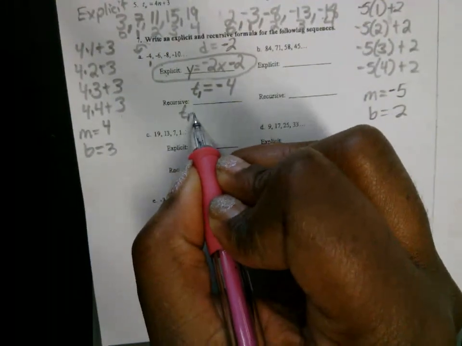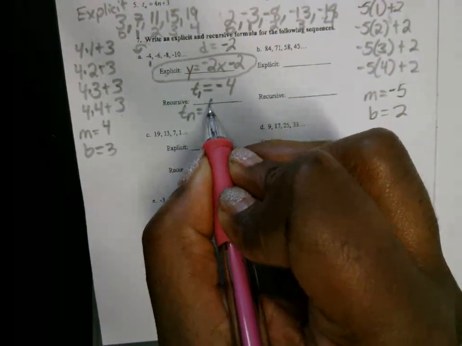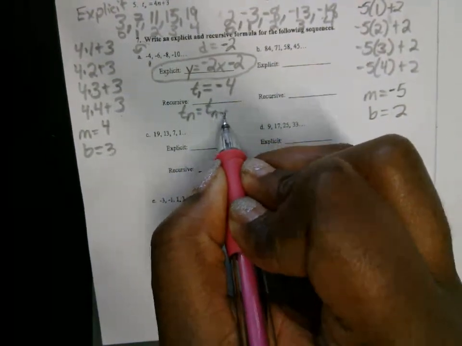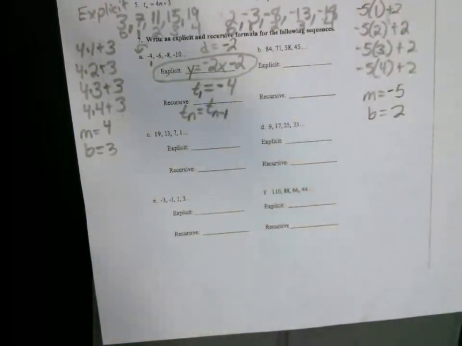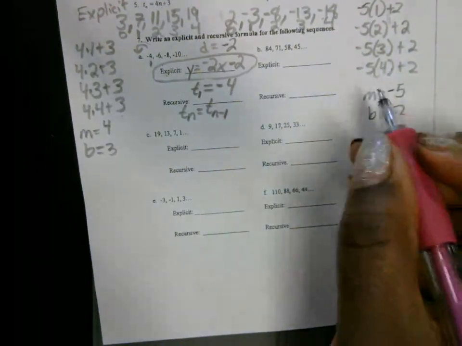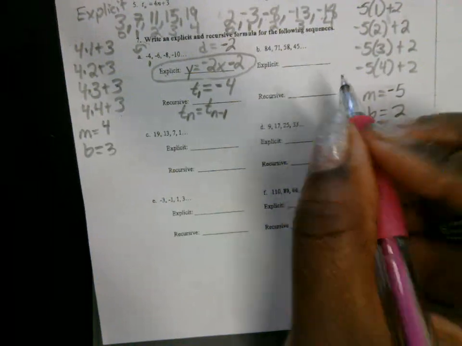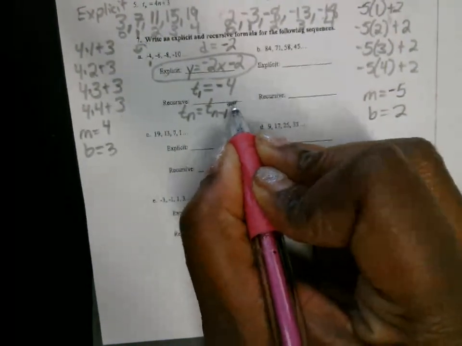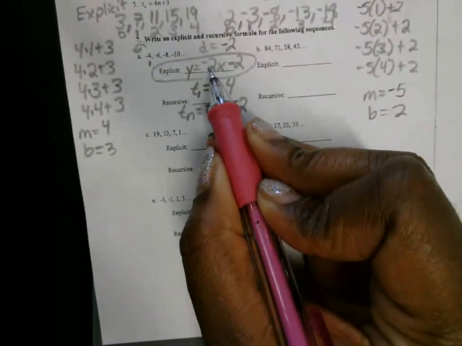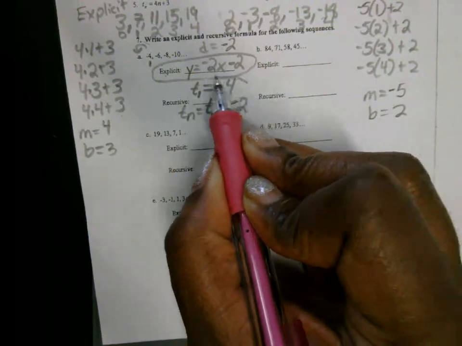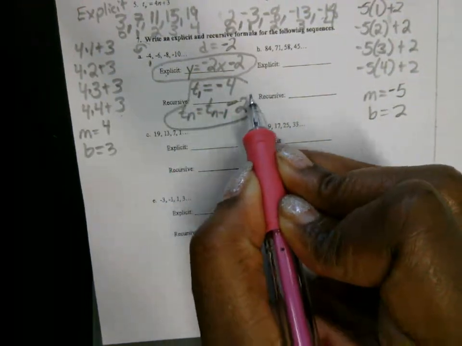T sub n is equal to T sub n minus 1. And what are we doing every single time? -2. I don't know who said that, but you're right. You're going to subtract 2 every single time. It's going down by 2. You're going to subtract 2 every single time.